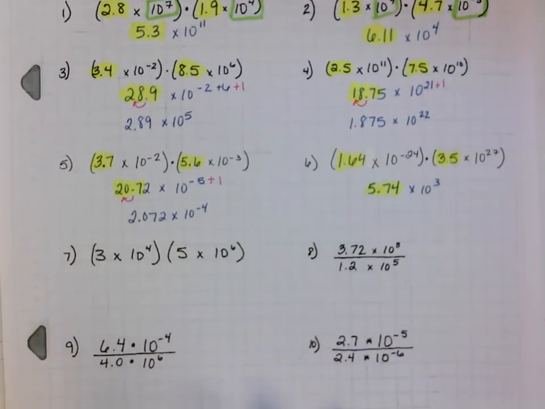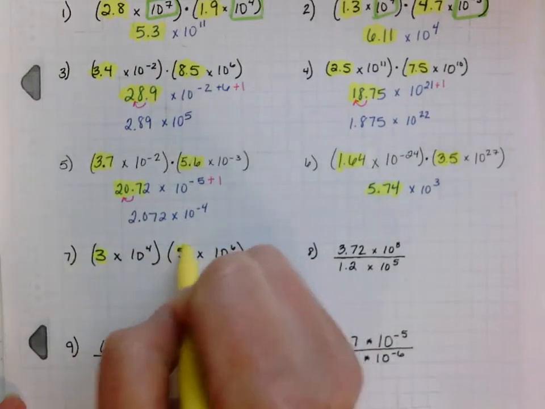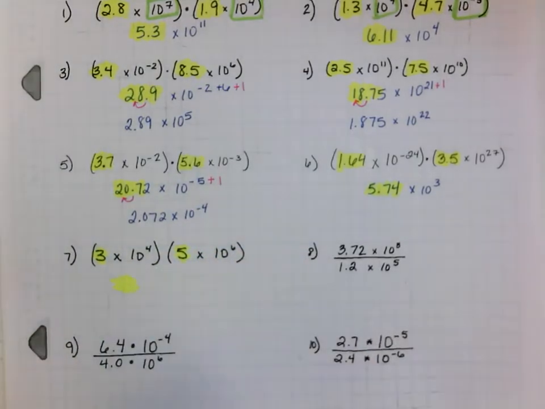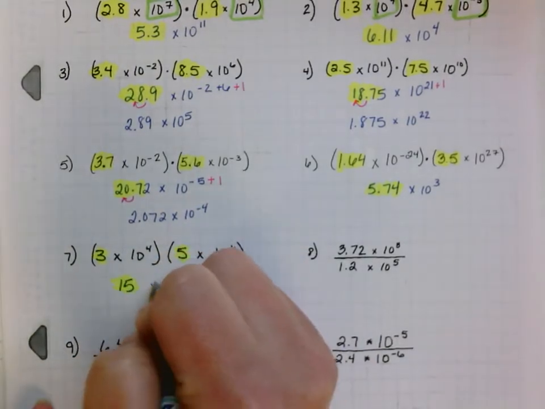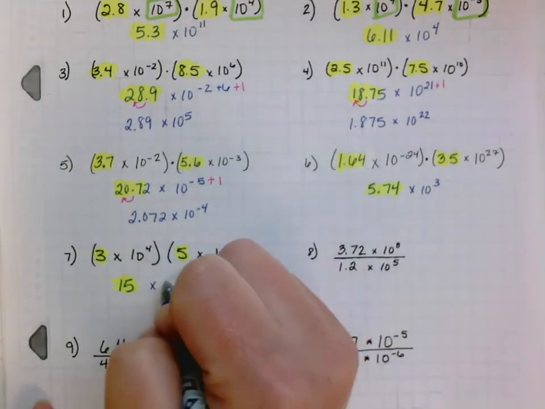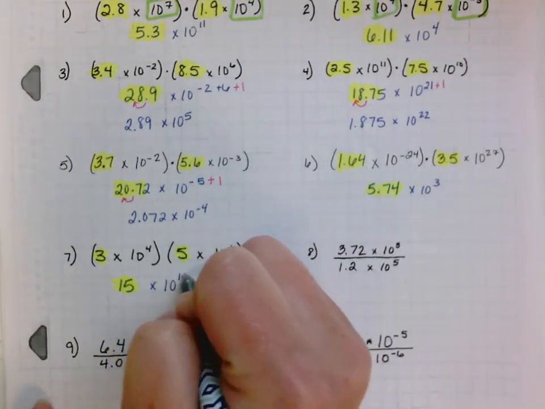In number 7, I have whole numbers for my front numbers, but I still do the same thing. So you'll do 3 times 5 first, and 3 times 5 will give me 15. And then with your powers, you'll take 10 to the 4th and 10 to the 6th. 4 plus 6 will give me 10 to the 10th.